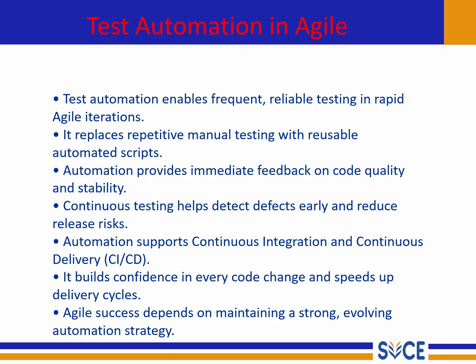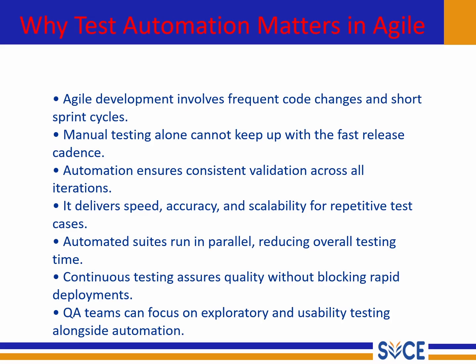Automation supports continuous integration and continuous delivery. So overall, test automation builds confidence in every code change and speeds up the delivery cycles. In Agile, success depends on maintaining a strong, evolving automation strategy. In the next slide, we'll see why test automation matters in Agile.